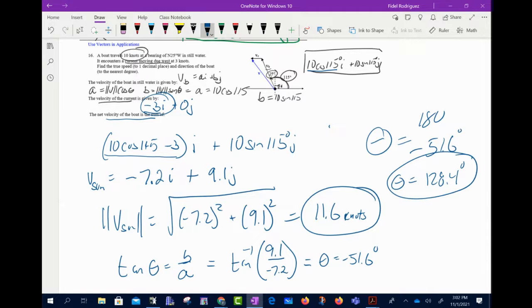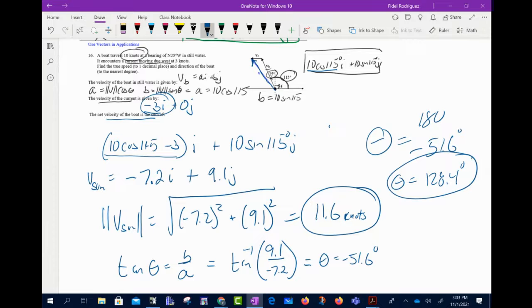So again, think about what's happening. The boat's going at an angle. This is the actual speed of the boat with the angle. Because the current is moving the boat, the boat's actually moving a little bit faster. So it's not just going at 10 knots, it's going at 11.6 knots. And it's not actually moving at 115 degrees, it's actually moving at 128.4 degrees, okay? And that right there, y'all, is the answer.